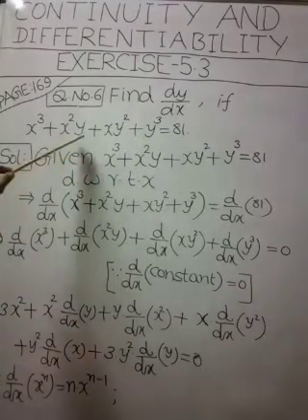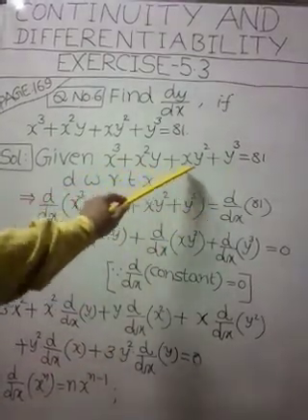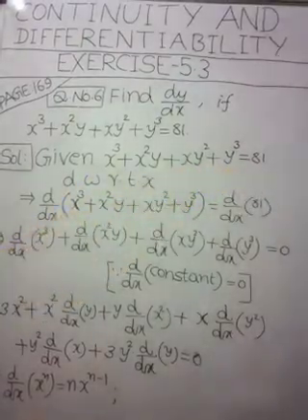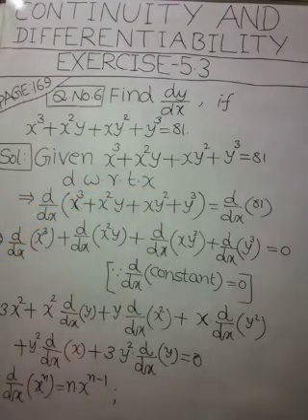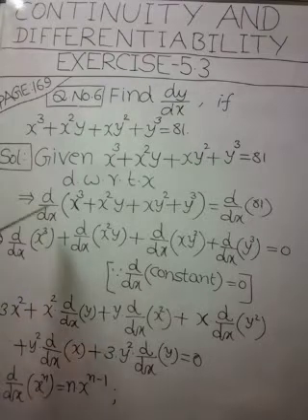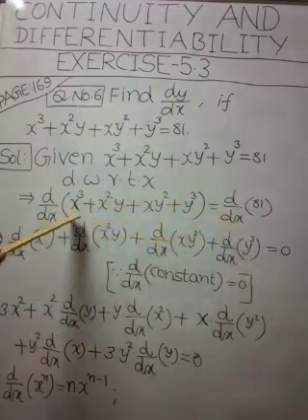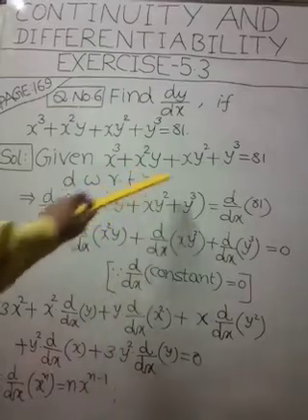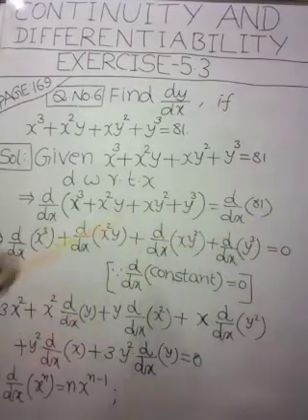So let us take the given equation as it is. I wrote here x cube plus x square y plus xy square plus y cube is equal to 81. Now I am differentiating with respect to x. Previously I told you this is the short form of the sentence differentiating with respect to x. The differential operator is d by dx. So I wrote here d by dx in LHS as well as in RHS: d by dx of x cube plus x square y plus xy square plus y cube is equal to d by dx of 81. Understood this step, my dear children?